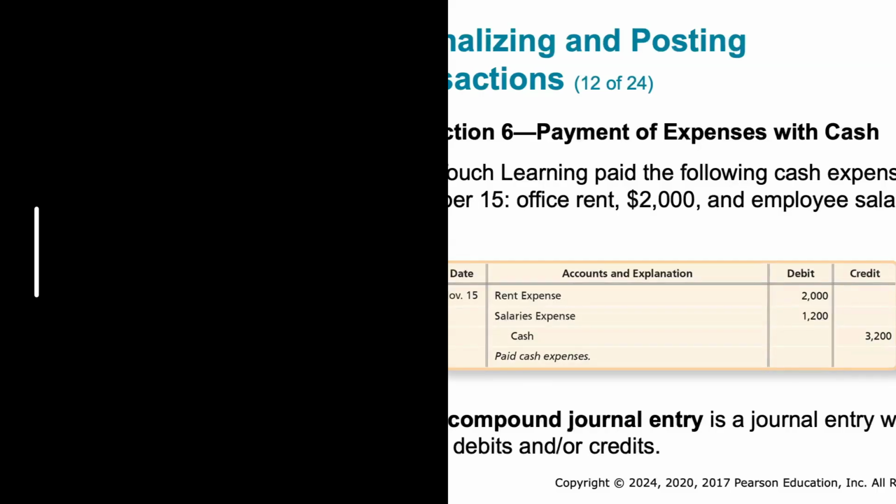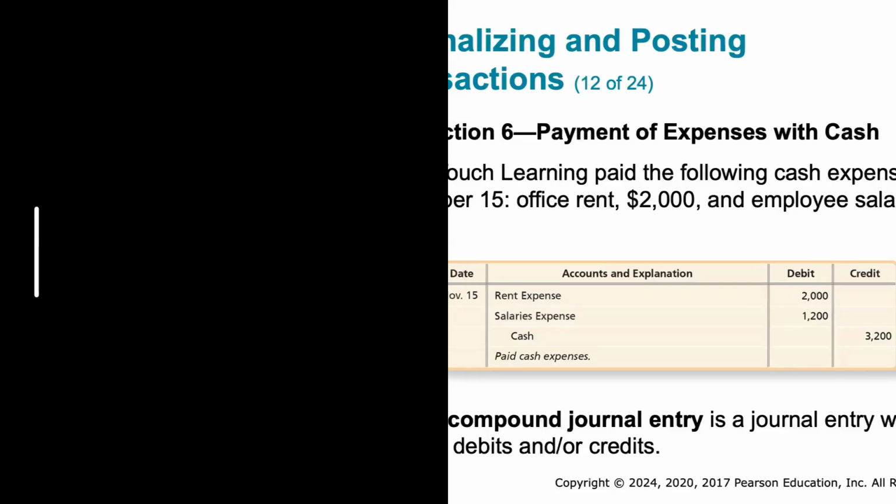Transaction number six, payment of expenses with cash. Smart Touch Learning paid the following cash expenses on November 15th. We had to pay office rent of $2,000 and employee salary of $1,200. Here we have three accounts we're going to be looking at. One is office rent, that is an expense. The other is employee salary, that is an expense as well. But both of those are being paid with cash. So we have three different accounts. Office rent is an expense. Rent expense is going to go up. That goes up through debit. So that's going to be a $2,000 debit.